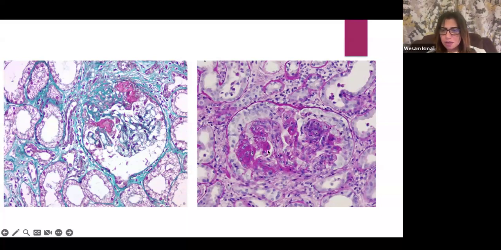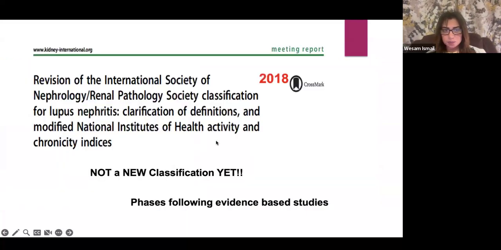So this glomerulus is going to be scored 10 times, once for each character. There is scoring for the subendothelial deposit, for the neutrophils, for the hypercellularity, for the sclerosis, and so on. So basically, this is what we do. This is how we score a lupus GN.